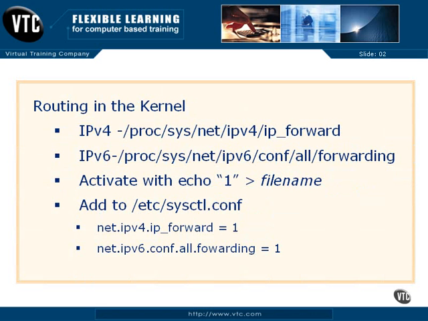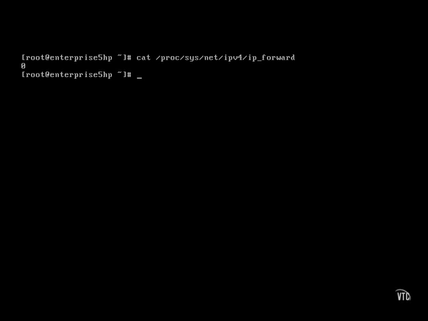If you want to enable routing in the kernel, you need to enable it in one or both of the first 2 files. These are Boolean files. In other words, the value is either 0 or 1. 0 is disabled, 1 is enabled. For example, this tells me that IP version 4 routing is currently disabled in the kernel.